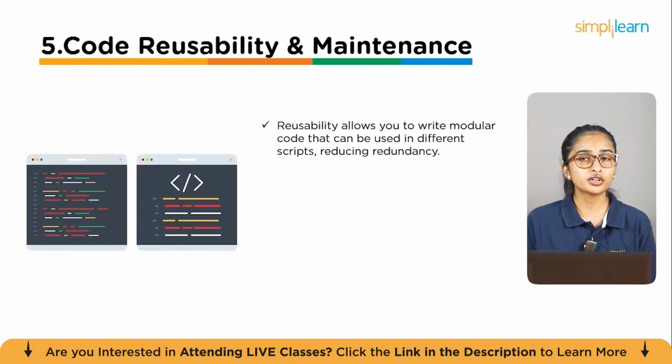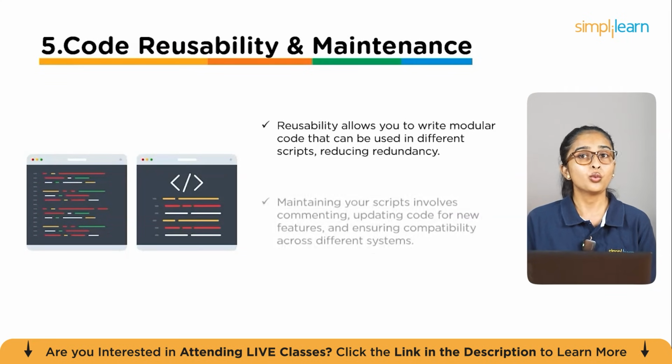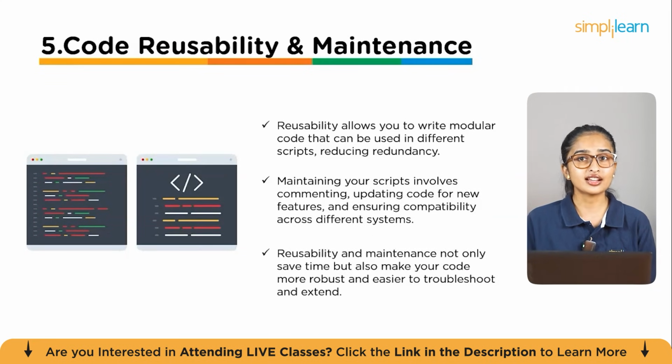We shall now speak about code reusability and maintenance. Imagine you're baking cookies. Every time you bake, you reuse the same recipe over and over again. That's exactly how code reusability works. Once you write a script, you can reuse it for different tasks, reducing the effort required each time. But just like a baker keeps the kitchen clean and organized, you also need to maintain your scripts. This means updating them when new tasks come up, adding comments to explain what's going on, and fixing any issues that arise. Maintaining your scripts ensures that they remain efficient and adaptable as your needs change. Reusability and maintenance save your time and make your scripts more robust.